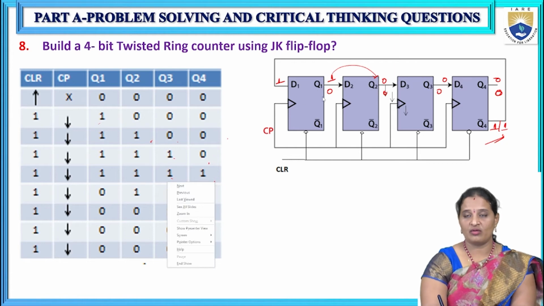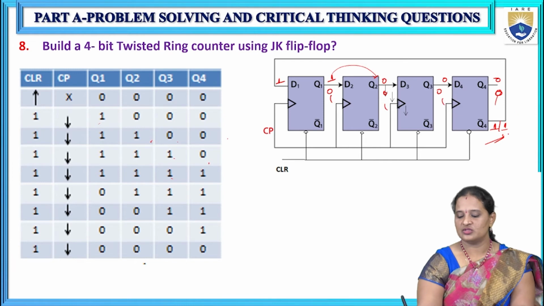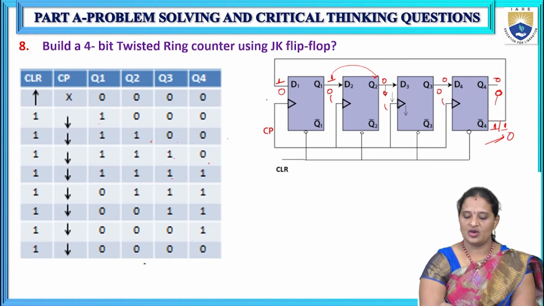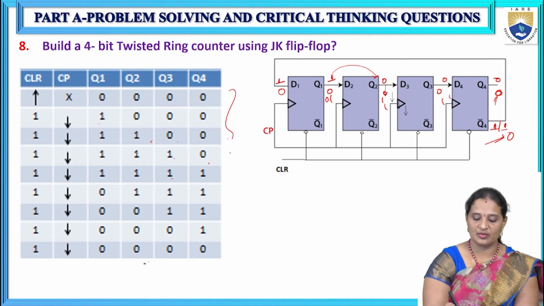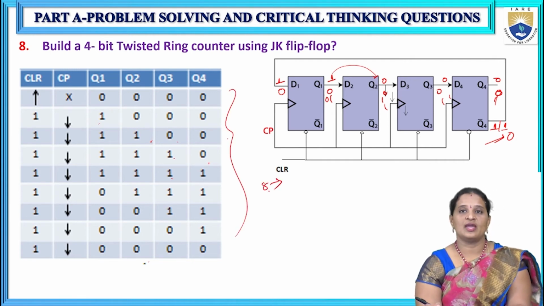Now when all are ones here, okay. So what will be this one? This is 0. This 0 will be pushed here. Okay. So that means now the state becomes 0, 1, 1, 1. Next 0, 0, 1, 1. 0, 0, 0, 1. 0, 0, 0. Like that, it is able to count 8 clock pulses.